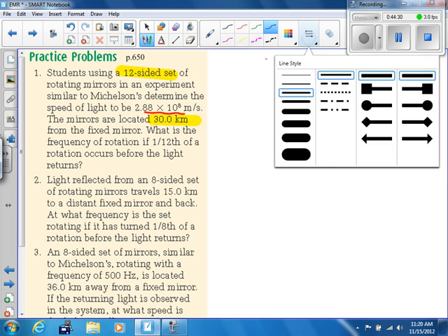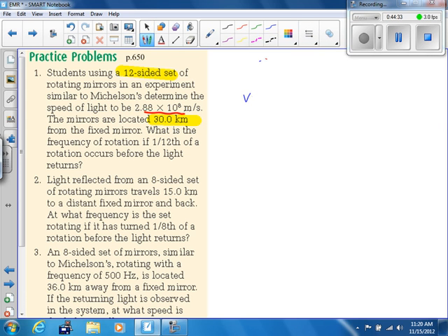Doesn't change the way we start this. We know we have 2 equations that we're always going to use every single time. V equals d over t, t equals 1 over f. Let's plug in numbers. Do we know what V is? Yeah, we do. We didn't before. We're trying to find it. This time we do know what it is. It's 2.88 times 10 to the 8.